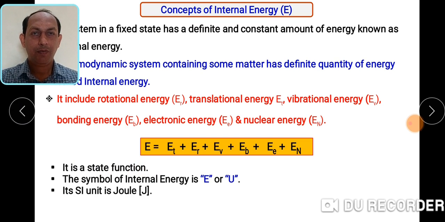It is not a path function, it is a state function. Remember, internal energy is a state function. Internal energy is denoted by the capital letter E, or it may also be denoted by the letter U. In physics, they basically denote internal energy as U. So these are the two symbolic representations used to represent internal energy. And the SI unit of internal energy is again the joule. So remember, these are the different characteristic aspects of internal energy.